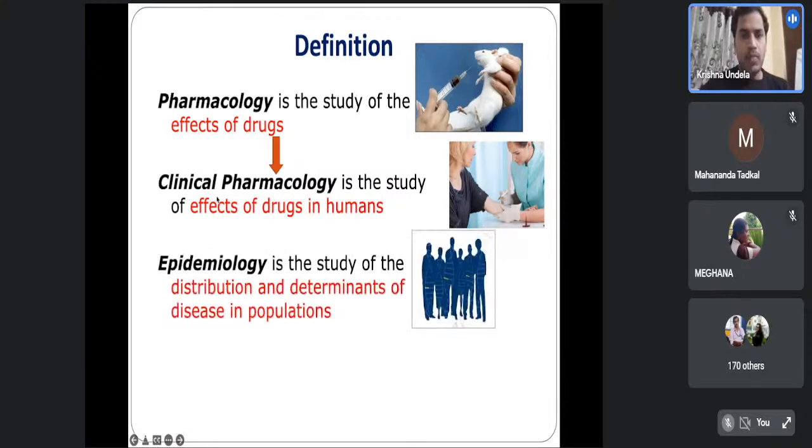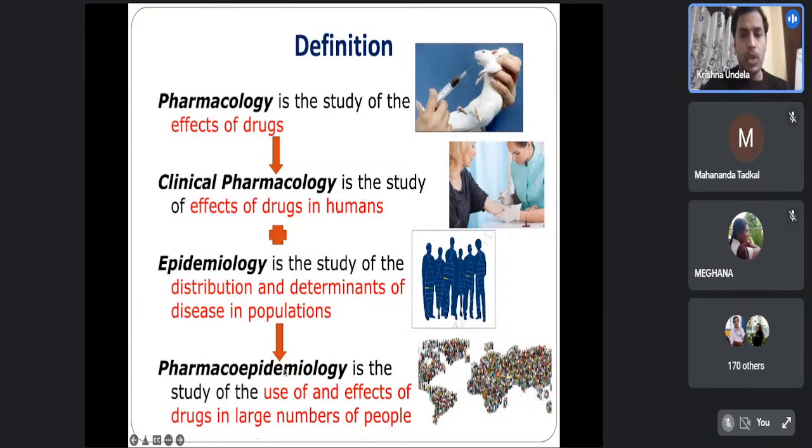If you see one more important branch, the definition, that's epidemiology. It is the study of the distribution and determinants of disease in a population, like how COVID is distributed and what factors are responsible for it. If you want to study that, that's called epidemiology, for understanding a particular disease in a population, right?